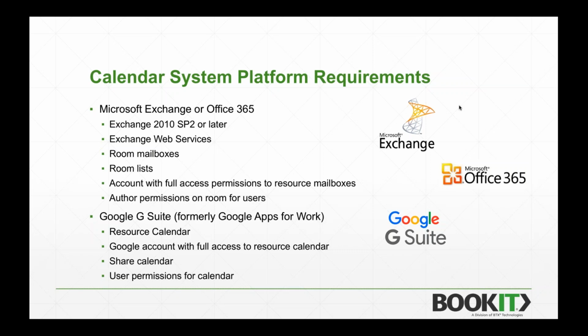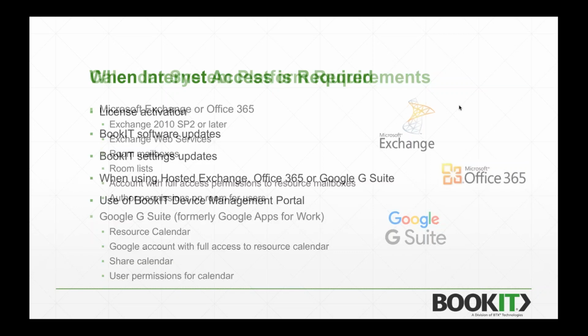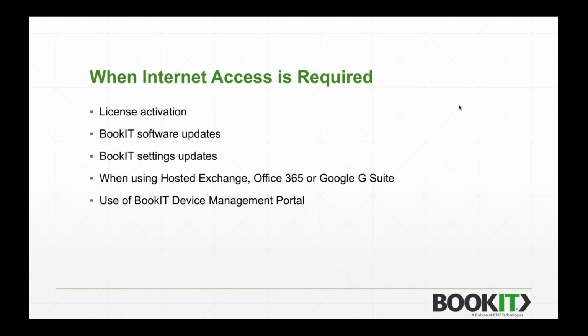in Google Calendar. You do need internet access for certain things. When you activate the license, you must be connected to the internet because it talks to our license portal. To update Booket, which is done through our Booket device management portal, you need to be connected to the internet. If you change settings on Booket, so if you change the upcoming meeting warning or something like that, it is going to want to go and synchronize those settings changes to the Booket device management portal.